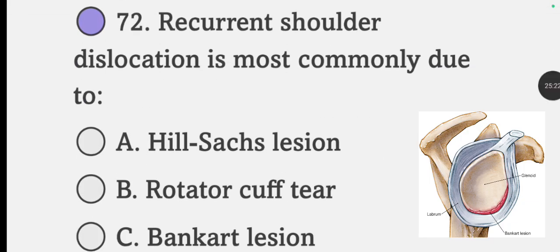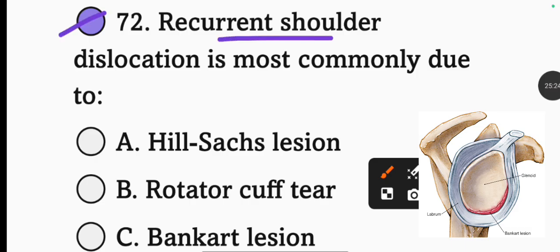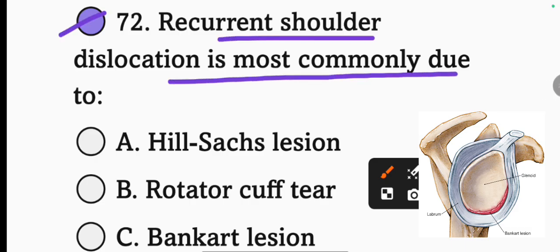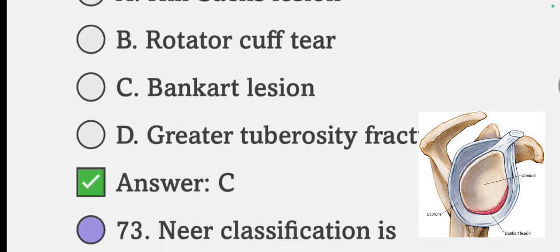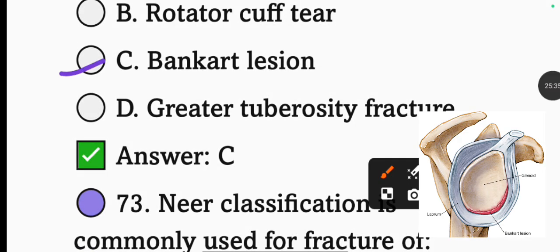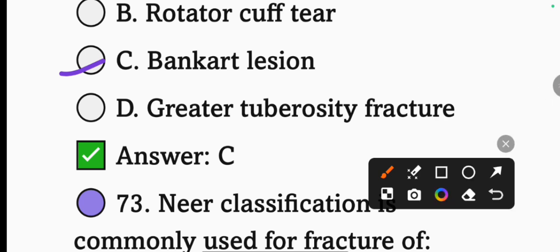Now come to question 72. Recurrent shoulder dislocation is most commonly due to. So recurrent shoulder dislocation, meaning repeated, is seen with a Bankart lesion. C option given is the correct option: Bankart lesion, an avulsion of the anterior inferior glenoid labrum. This leads to loss of stability, and the head keeps slipping repeatedly on the anterior side. Okay, so C option given is the correct option.